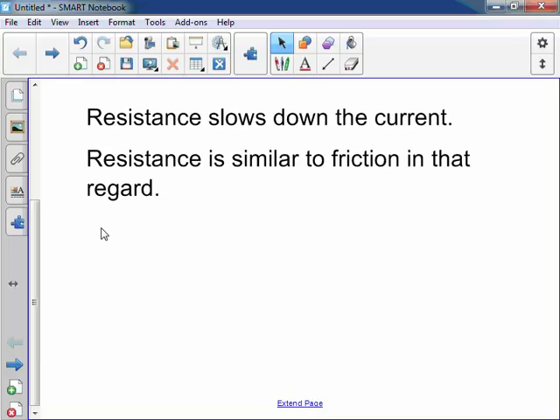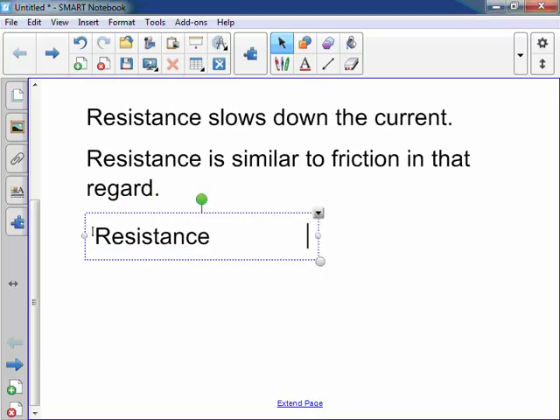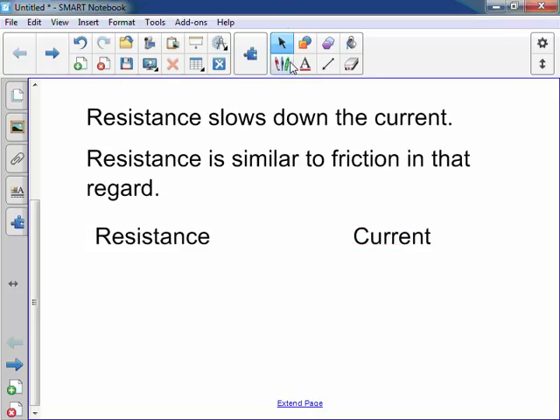So resistance slows down the current, and the relationship we now have is a rather reverse one. As resistance goes up, my current actually is going to slow down. So let me get my arrows. Resistance goes up, current goes down. And if we change nothing else, if the current goes down and we still have the same voltage, that means the resistance went up. So it also goes both ways.